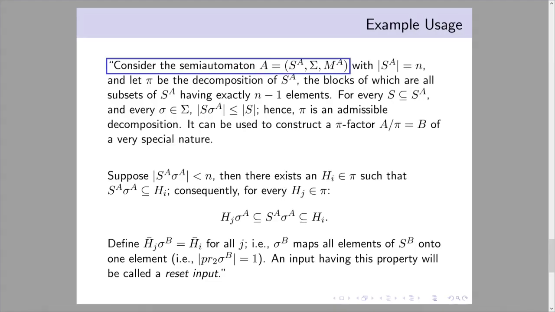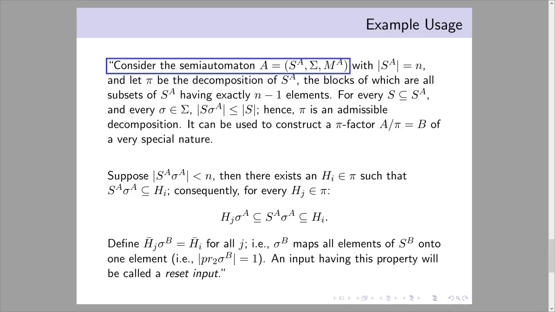So consider the semi-automaton A equals (S_A, Σ, M_A). This isn't standard modern notation for automata. First of all, these are semi-automata. They're not actual automata. A semi-automaton is just an automaton that doesn't have a final state. We're only interested in the operation of the automaton, not what state it winds up in at the end.